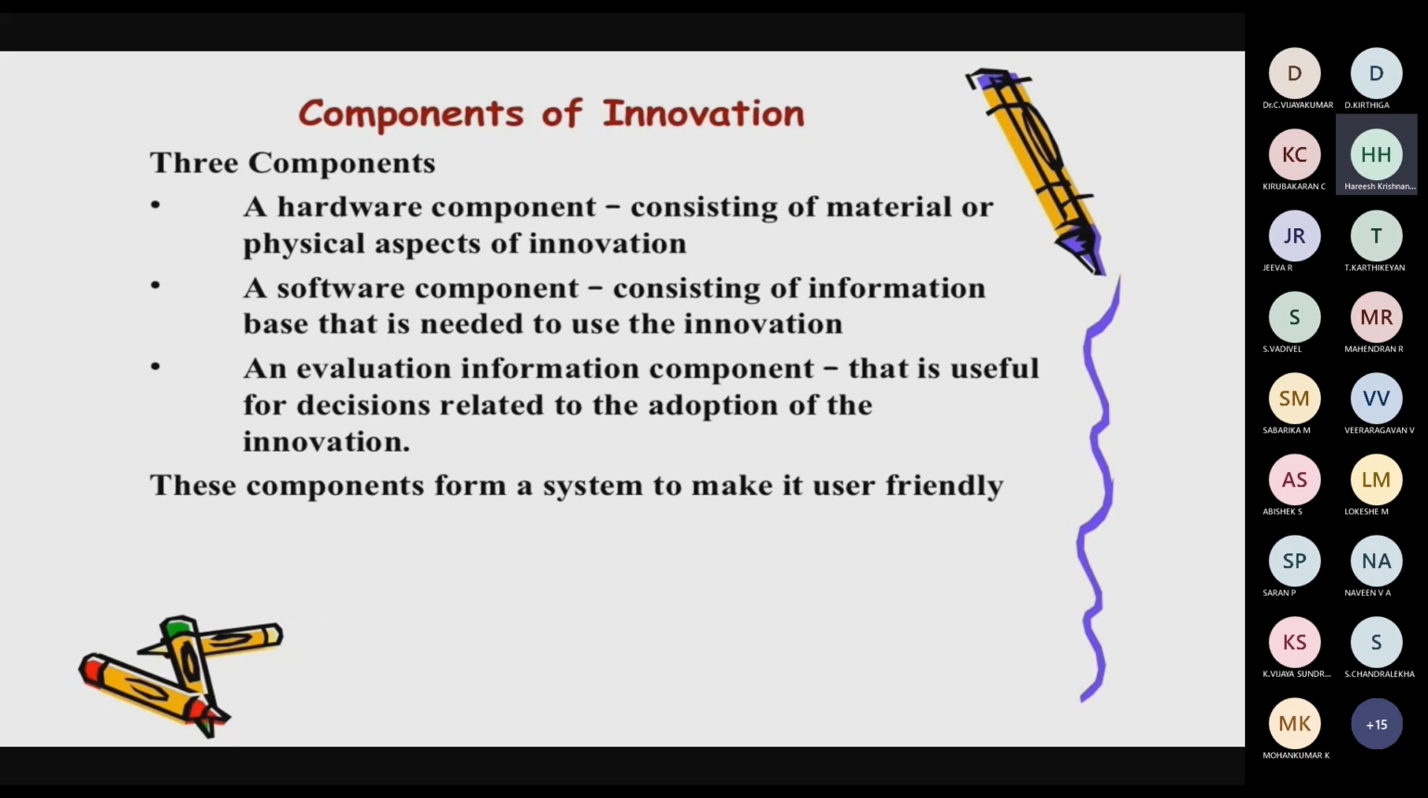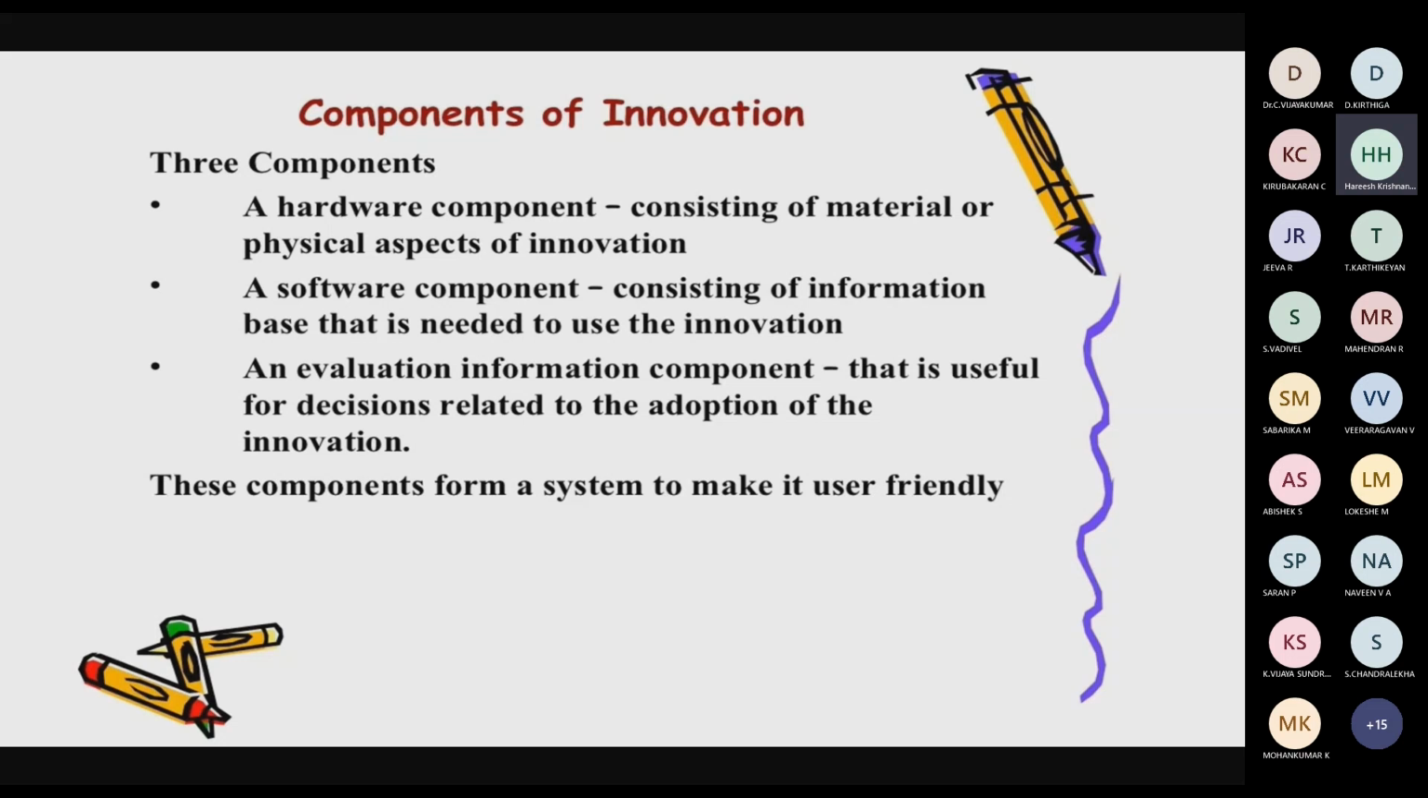Okay, there are three components behind the innovation part. The first one is hardware, the second one is software, and the last one is the information evaluation component. In the first case, for innovation we need a product. So we need some raw materials and some physical aspects for the innovation or for the new products. These are the materials, so we can claim this is the hardware component.